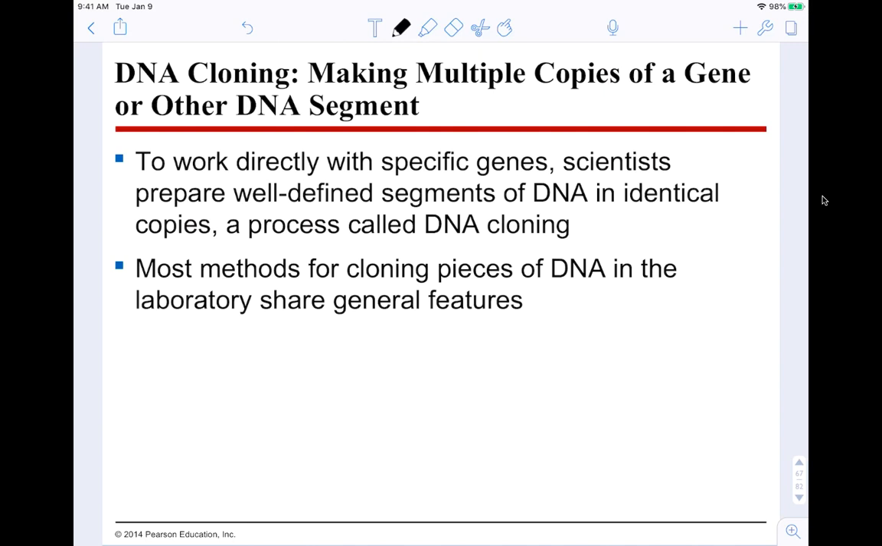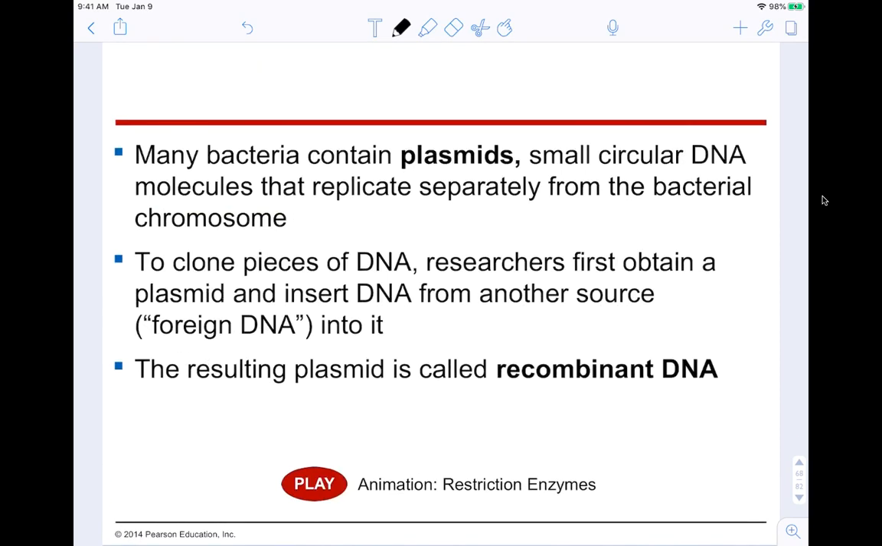Most methods for cloning pieces of DNA in the laboratory share general features. So many bacteria contain plasmids, which are just circular DNA molecules that replicate separately from the bacterial chromosome. So remember that our bacteria have their DNA lumped up in the middle. Typically, it's like a long circle sort of thing. You also have this extra chromosomal DNA in these little plasmids, which are small circular DNA molecules. That could be something that they picked up from the environment or something that they received from another bacteria and things like that. So to clone these pieces of DNA, researchers first obtain a plasmid and insert DNA from another source, foreign DNA, into that plasmid.